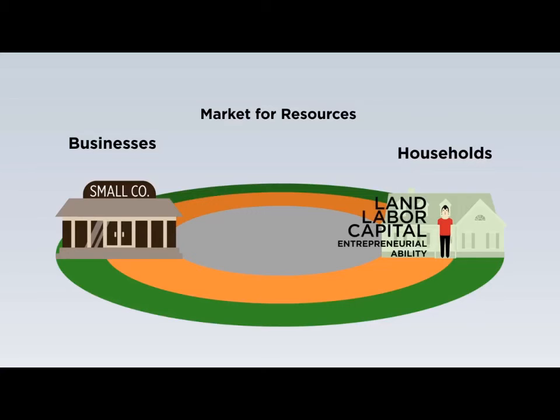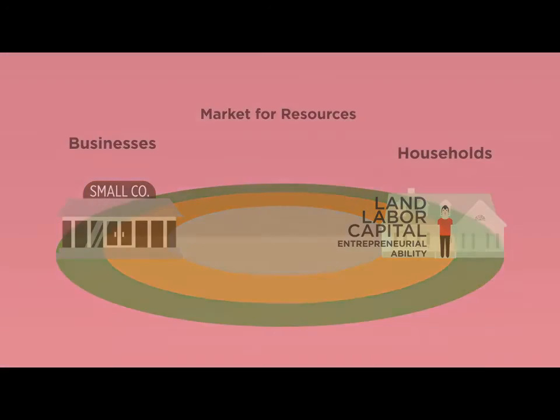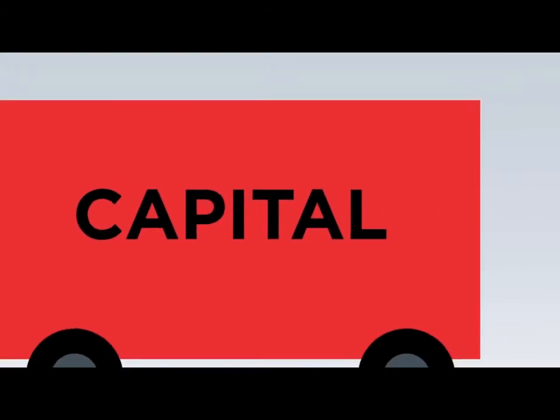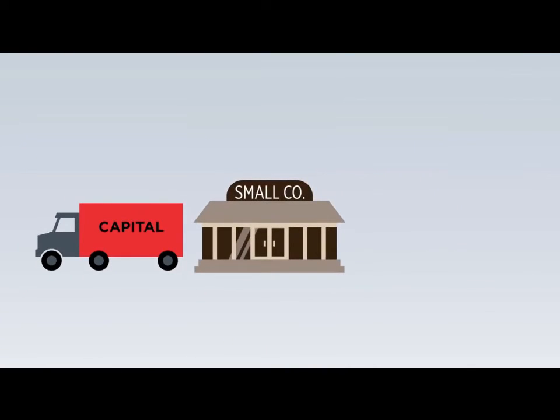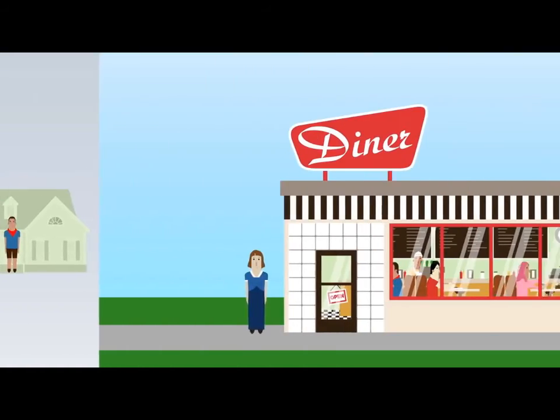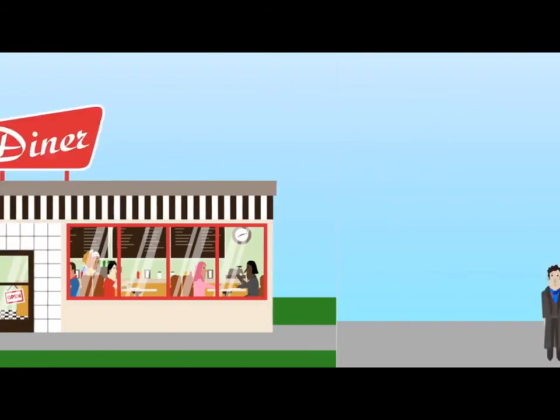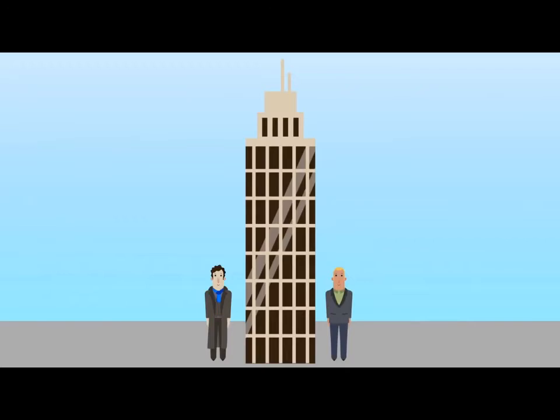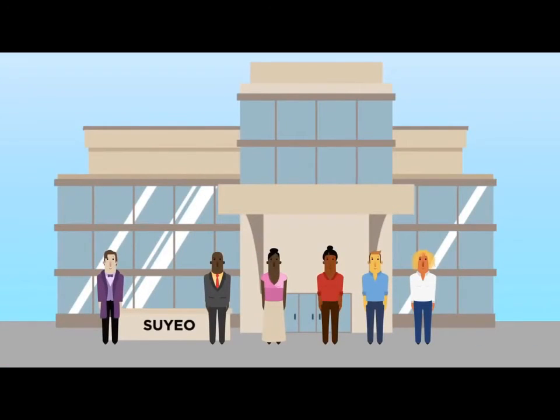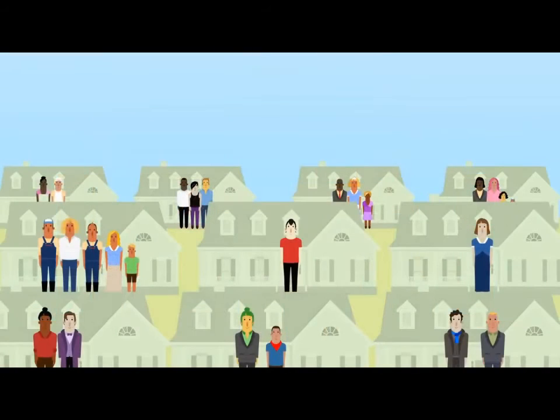Notice that it is households who own all the economic resources. You might think of capital, say a delivery truck, as being owned by a business. But who owns the business? You guessed it, households. Whether a small diner owned by an individual, a partnership owned by several individuals, or a corporation owned by stockholders, all of these businesses are owned by people who are also members of a household.